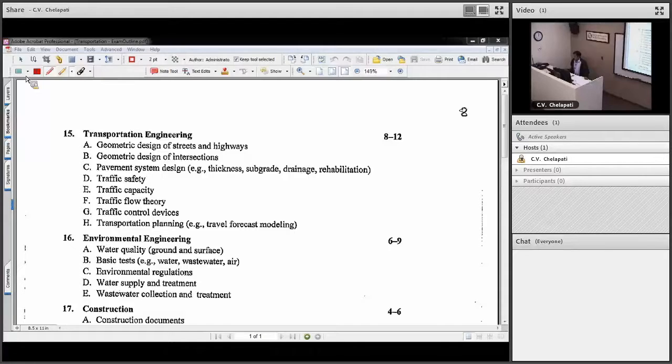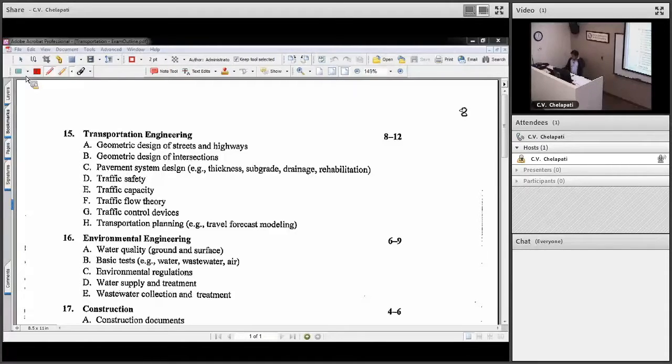The basic purpose of this session is also to give you some tips on how to score high in the transportation engineering section. I'll provide you some ways to remember some of the formulas and equations, and also how effectively you can use them during the actual exam time.